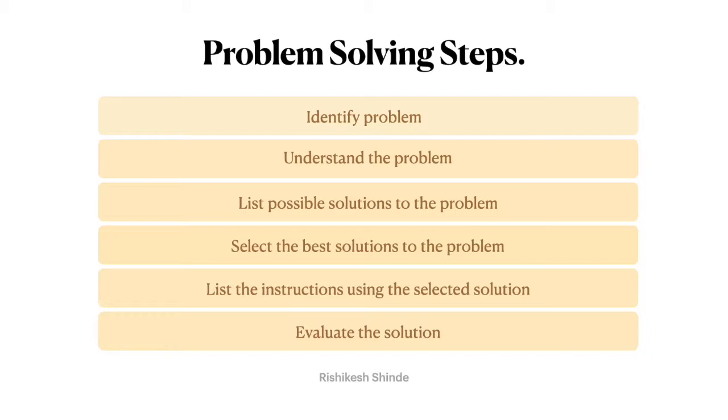In the third step, we list all the possible solutions to the problem. So the solutions in this case will be colleges available in home university, colleges out of his hometown, autonomous colleges, colleges or universities that are abroad. So these are some possible solutions. So we list possible solutions in the third step.